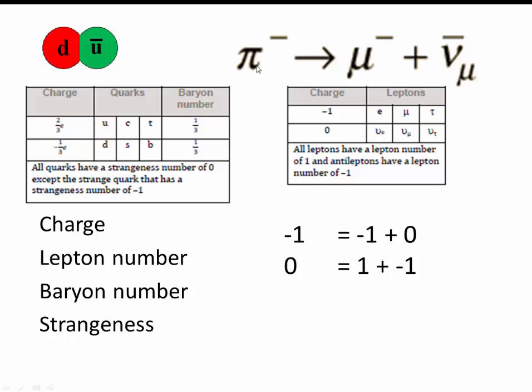Baryon number. This has a baryon number of 1/3 plus -1/3, which is 0. And these are leptons, so they have no baryon number. Strangeness. Well, this is down and anti-up. There are no strange quarks here, so that's going to be 0 as well. So this interaction could also take place.